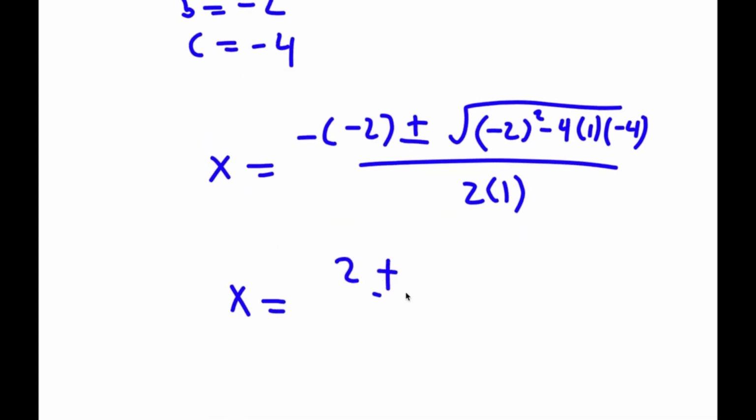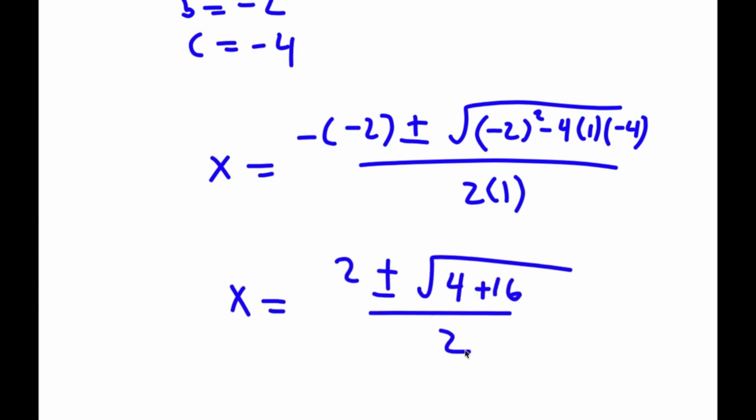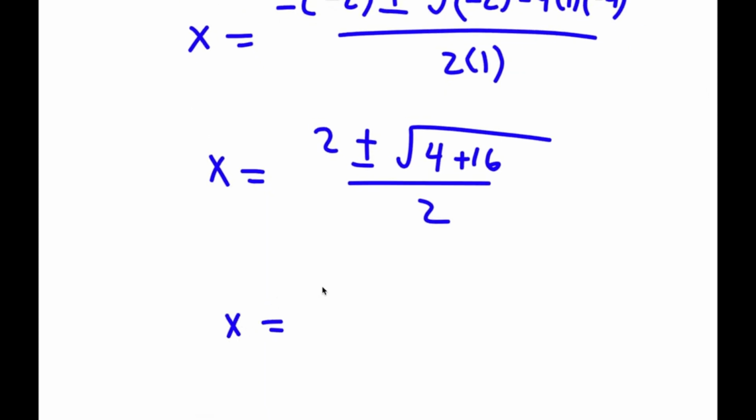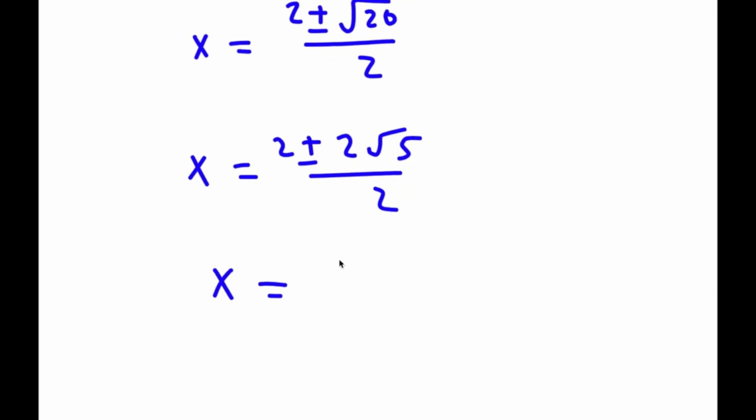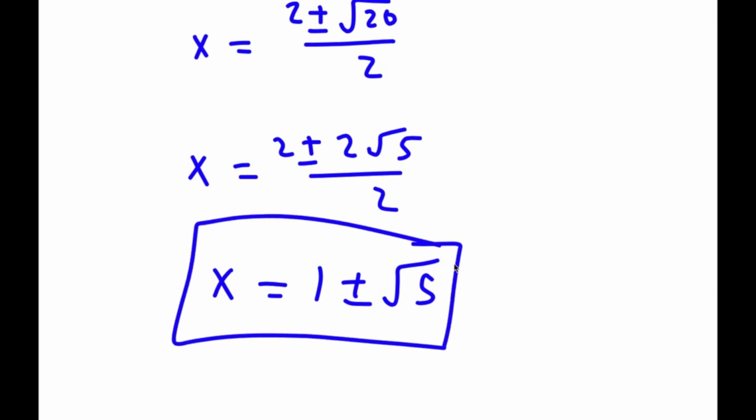So this is equal to 2 plus or minus the square root of 4 plus 16, over 2, which is equal to 2 plus or minus the square root of 20, over 2. And the square root of 20 is the same thing as 2 root 5. So now I have x equal to 2 plus or minus 2 root 5, over 2. Now if I divide both terms by 2, I get x equals 1 plus or minus the square root of 5. So these are my two answers.